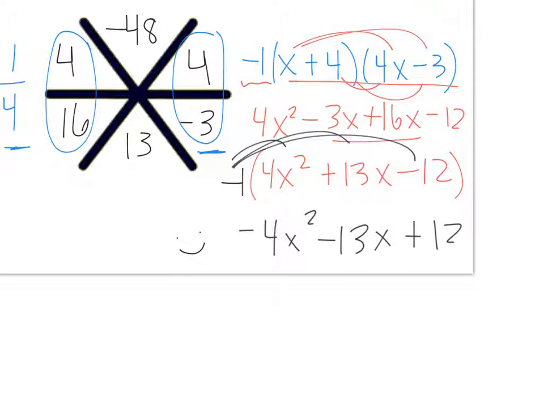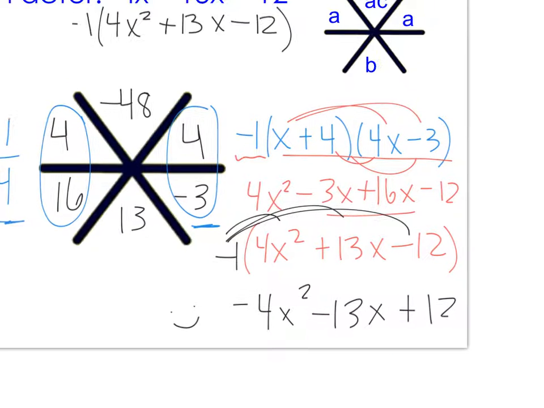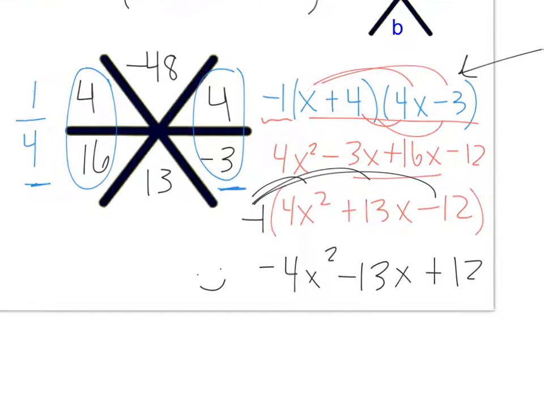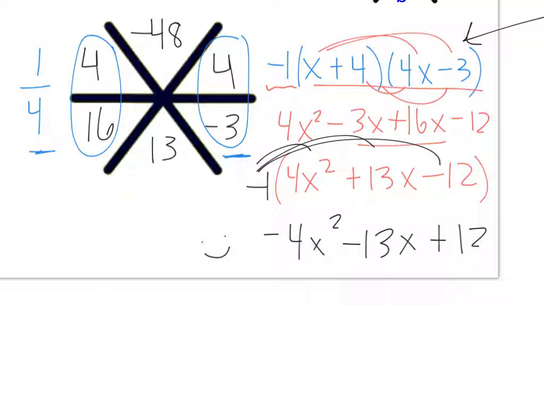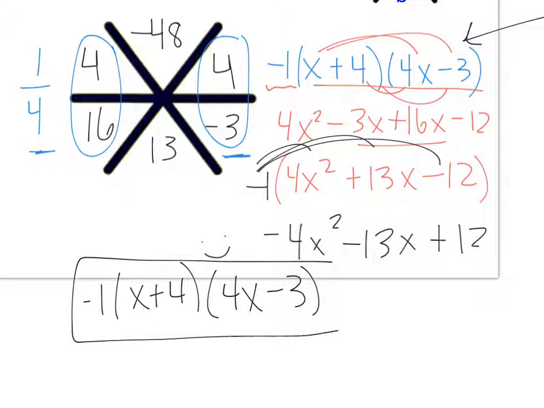Well, excuse me, that's not the final answer. The final answer was right up here, in that we have negative 1. I'll rewrite it down here so you can see it better. Negative 1 times the quantity x plus 4, 4x minus 3 would be the factored form.